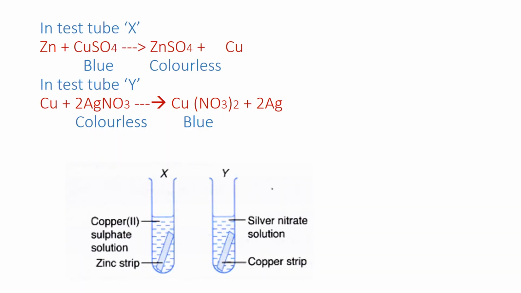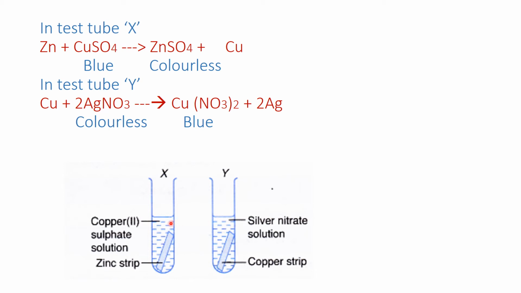Now students, we will see some more reactions. As you can see here, there are two test tubes. One is X, one is Y. In X you can see copper sulfate solution is taken, and in this solution a zinc strip is dipped. In test tube Y you can see the solution is of silver nitrate and the strip is of copper, which is dipped in silver nitrate. The copper sulfate solution is blue in color, and this silver nitrate solution is colorless.